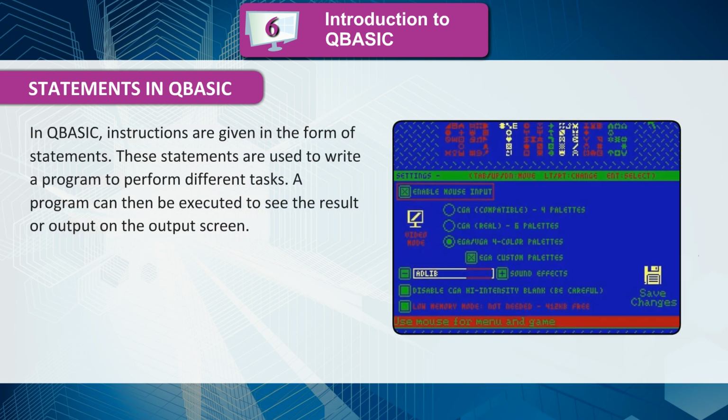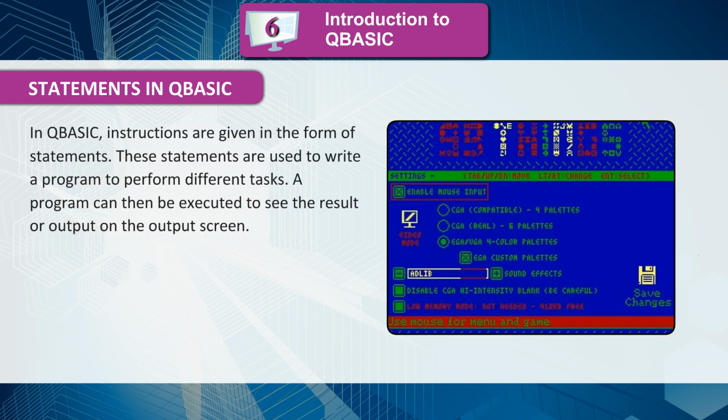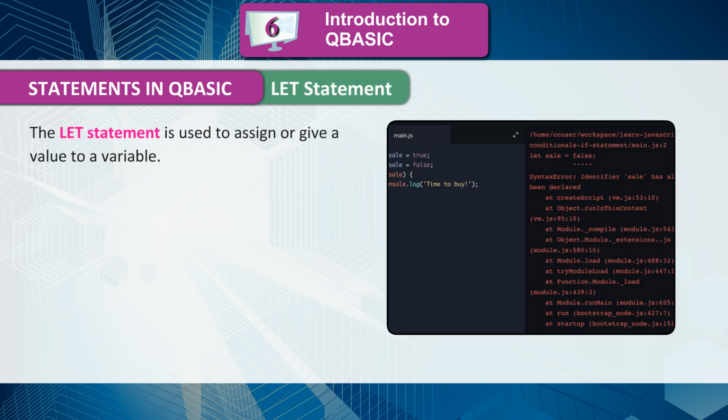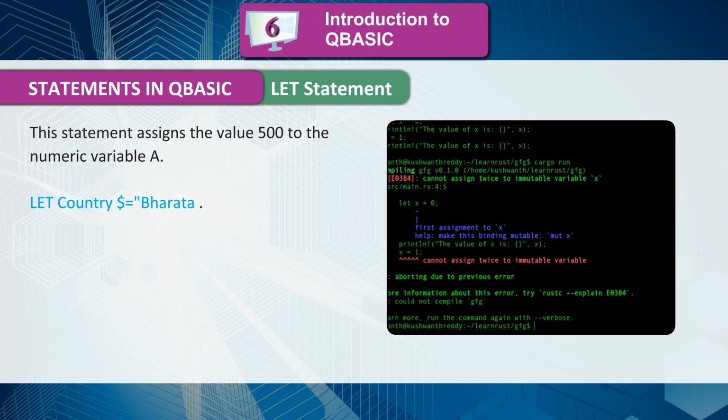Statements in QBASIC. In QBASIC, instructions are given in the form of statements. These statements are used to write a program to perform different tasks. A program can then be executed to see the result or output on the output screen. LET statement: the LET statement is used to assign or give a value to a variable. LET A = 500. This statement assigns the value 500 to the numeric variable A. LET country$ = "Bharat".